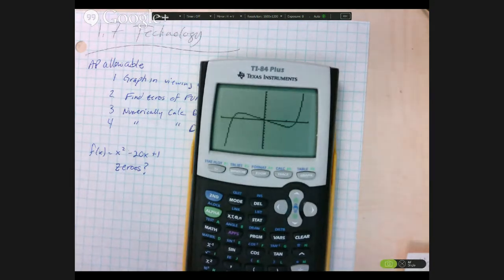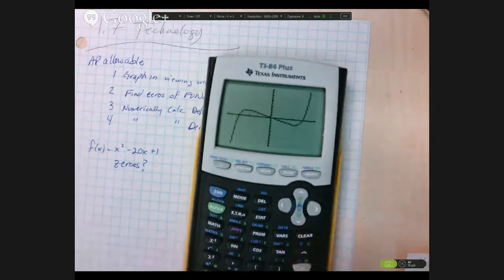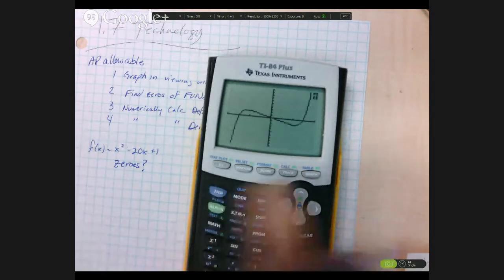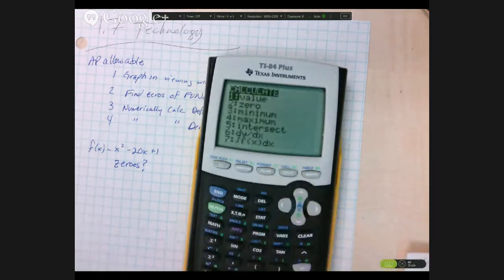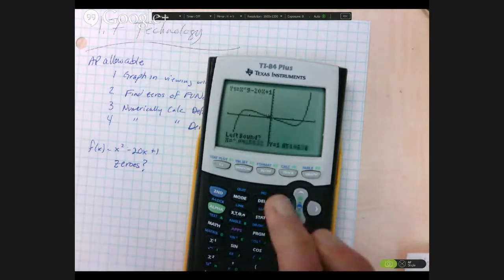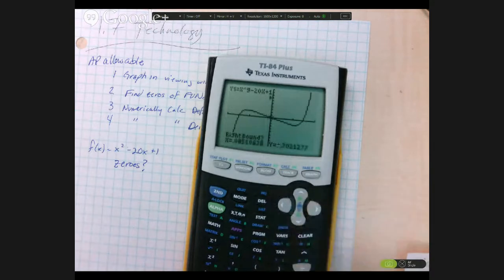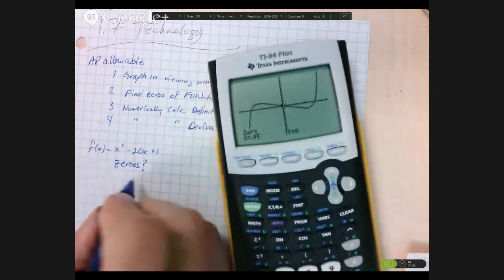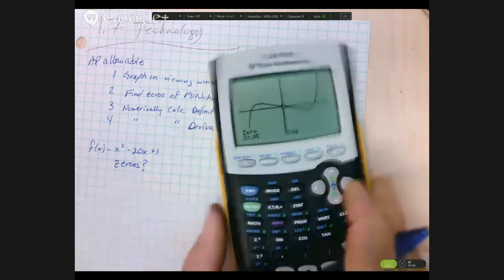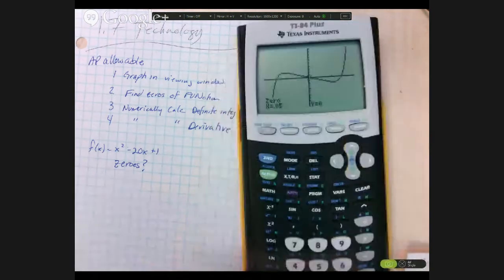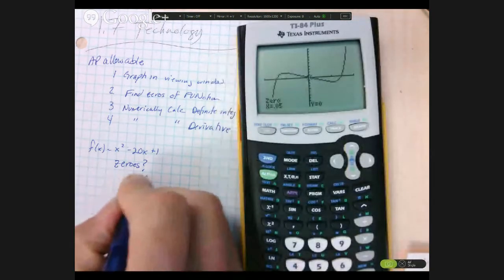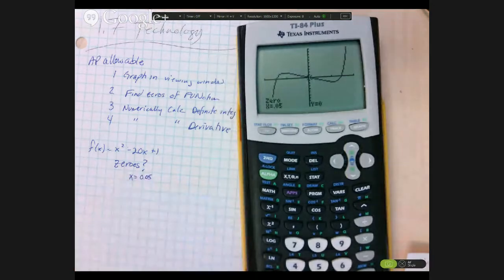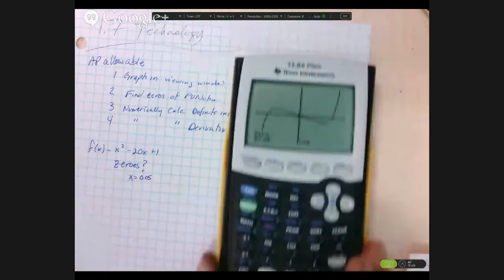Do you guys know how to calculate those zeros on your calculator? Go ahead and do it. If you do not know, it's second calc, zero, left bound, right bound, guess, and what do you know?